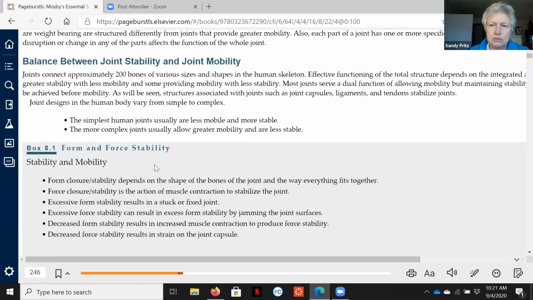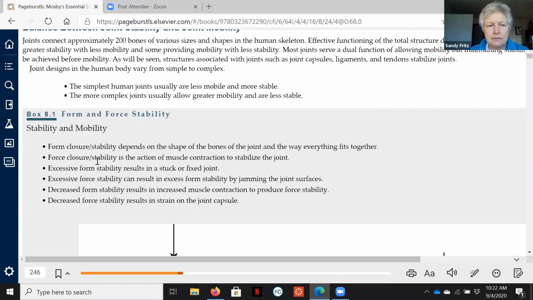So this box describes some functional language here of stability and mobility. We'll work on this in class, because this is something that is helpful when you get a demonstration involved. But form closure is the form. So joints can simply be described as a concavity and a convexity. If you've got a lot of form there, then stability is provided by the form.